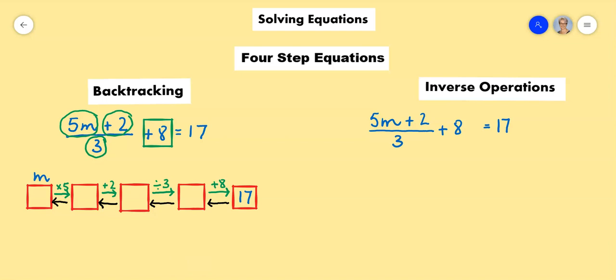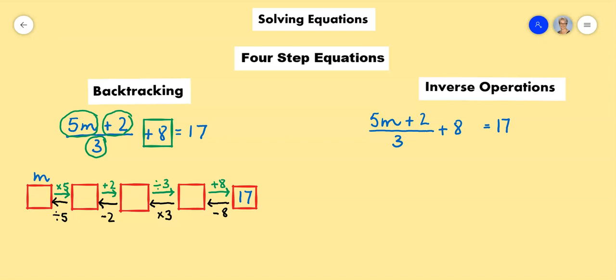Now, we need to backtrack using inverse operations in the reverse order. So the first thing that we do is minus 8, then we times by 3, then we minus 2, and then we divide by 5.